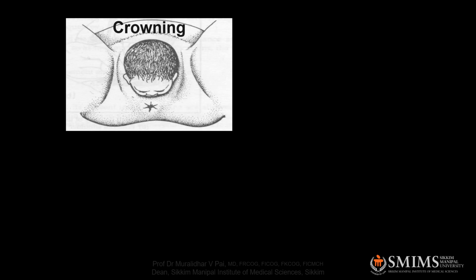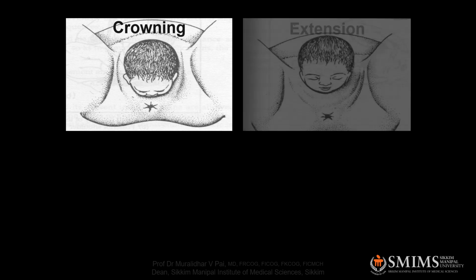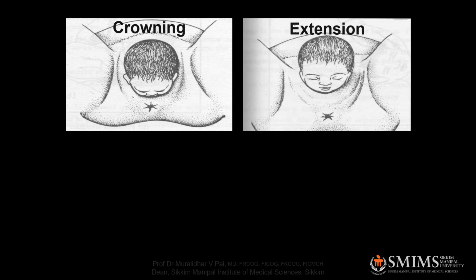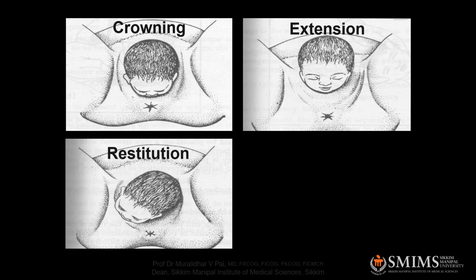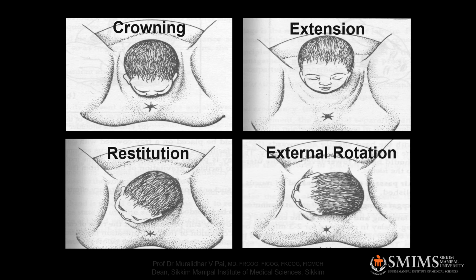So to summarize the delivery of the head, first there is crowning when the maximum diameter of the head can be seen and the head won't recede back in between the contractions, followed by the delivery of the head by extension, and then untwisting of the head, that is restitution, which is followed by internal rotation of the shoulder corresponding to external rotation of the head when the face directly faces the mother's right thigh.